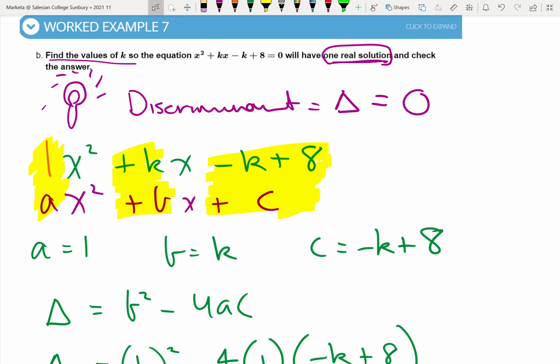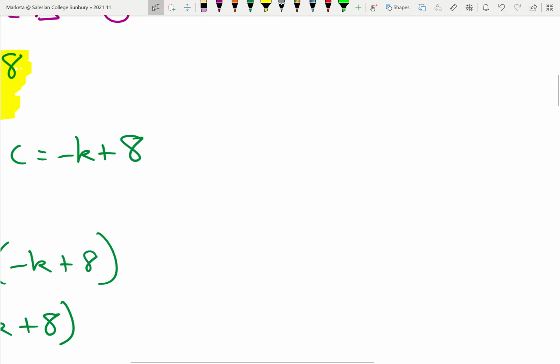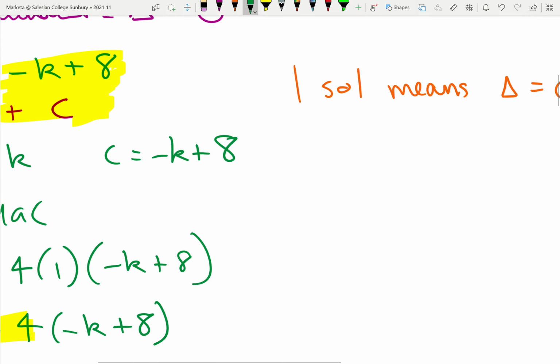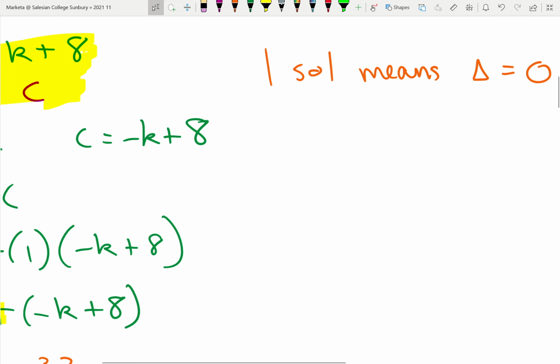We've found the discriminant. We've got to find the values of k so that the discriminant equals 0. So for one solution means discriminant equals 0, and we've found the discriminant now. So what was it? K squared plus 4k minus 32.